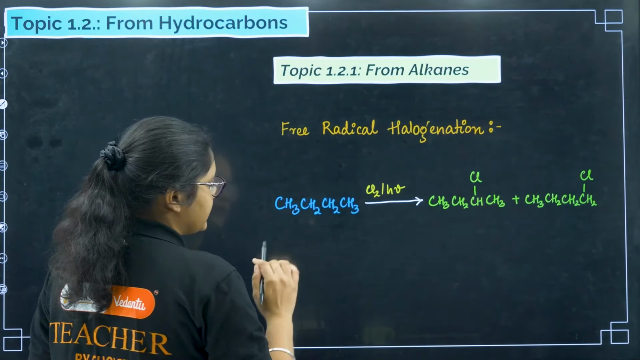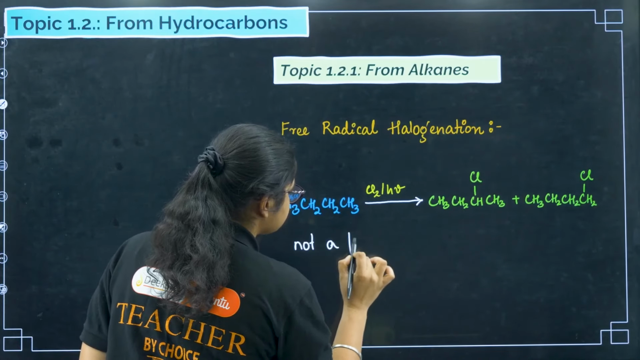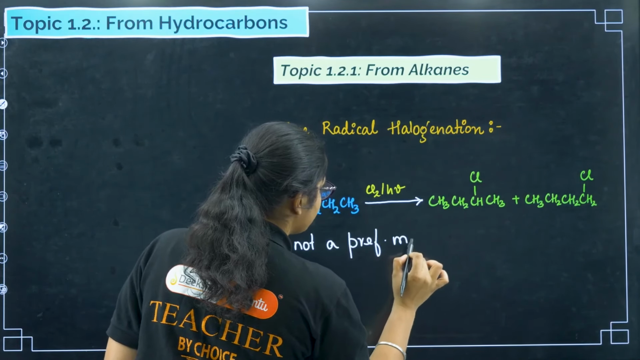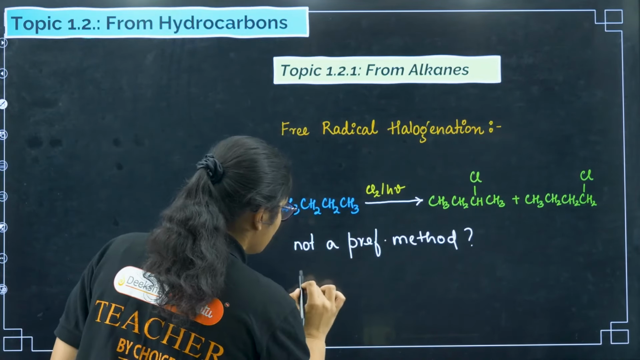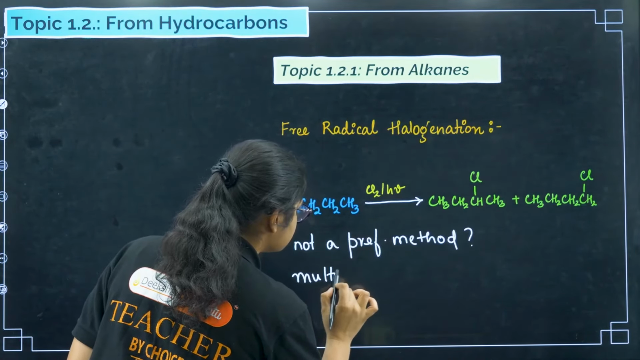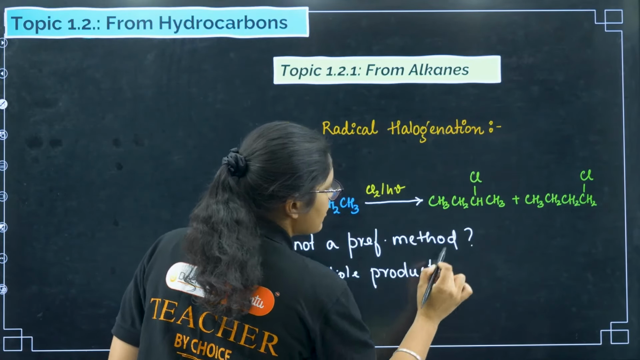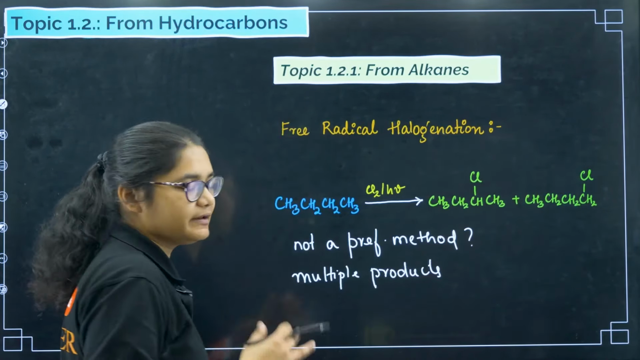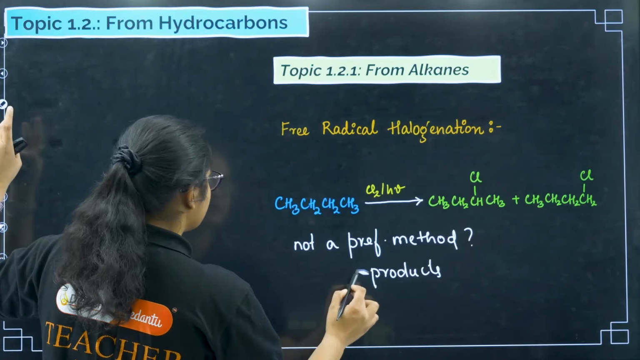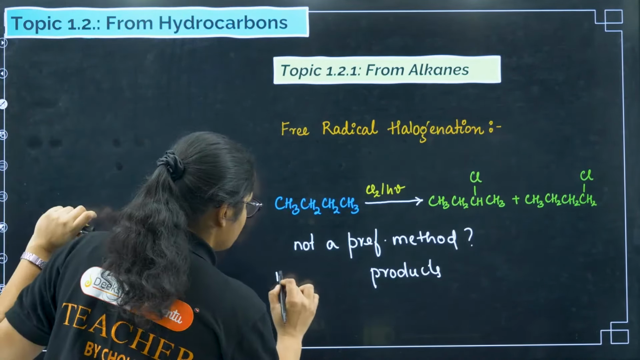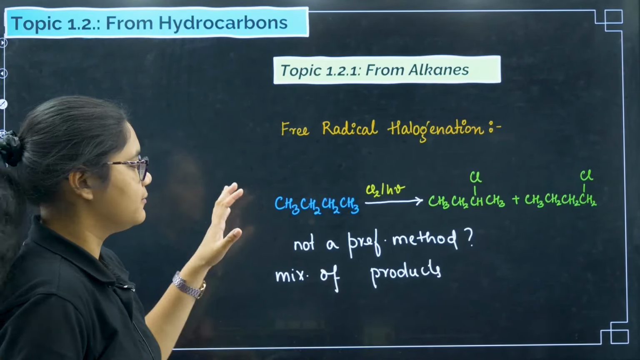So here a question can be asked, that this is not a preferred method. Why? Because we get multiple products. We cannot get only this one or only this one. We will get a mixture of products, or you can better write mixture of products instead of multiple products. Just write down mixture of products. So it is not a good method.